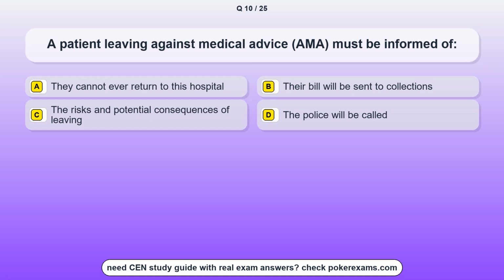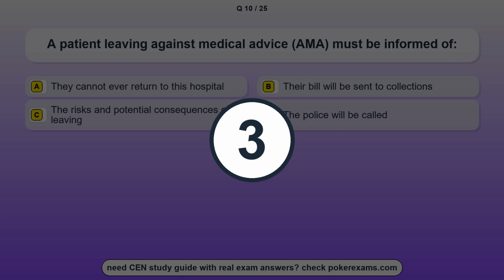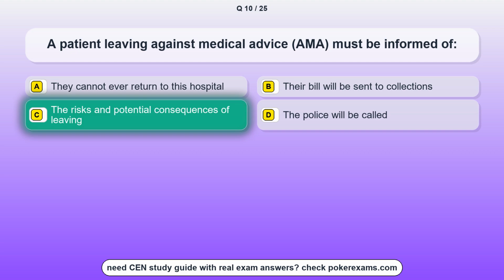Question 10. A patient leaving against medical advice, AMA, must be informed of option A, they cannot ever return to this hospital, option B, their bill will be sent to collections, option C, the risks and potential consequences of leaving, option D, the police will be called. The correct answer is option C, the risks and potential consequences of leaving.